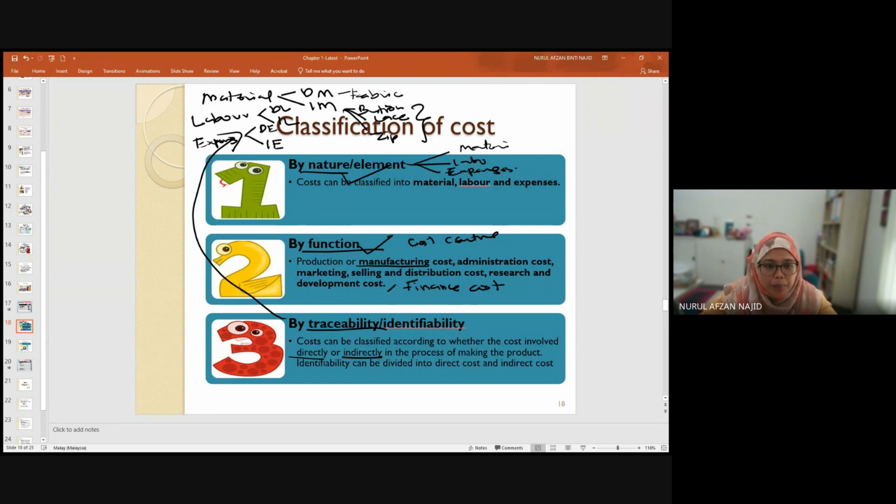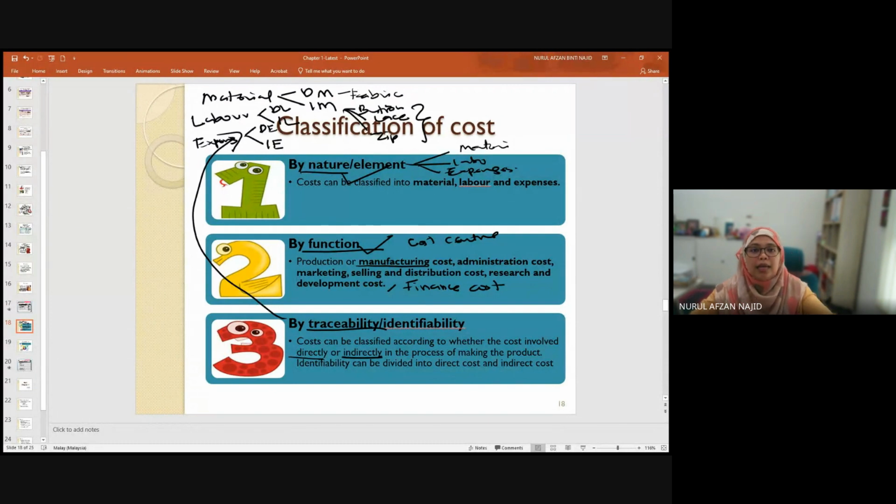So tepung, telur, sugar adalah something yang wajib ada untuk you come up with the roti. Tetapi flavor, lepas tu decoration, chocolate rice, semua benda tu adalah yang indirect material. Kenapa kita kategori sebagai indirect material? Sebab those material is not compulsory to produce the product.